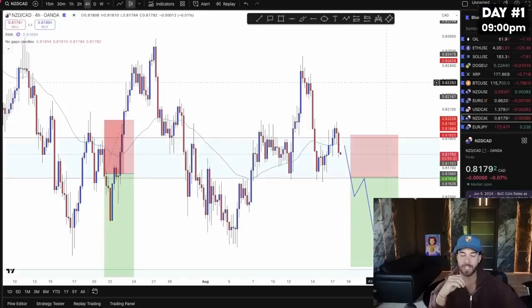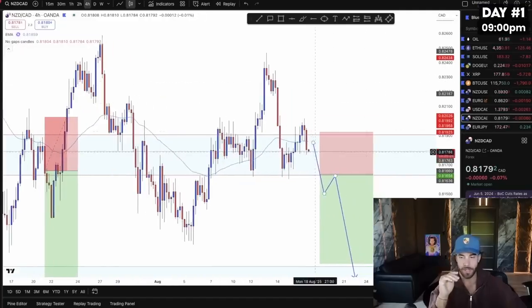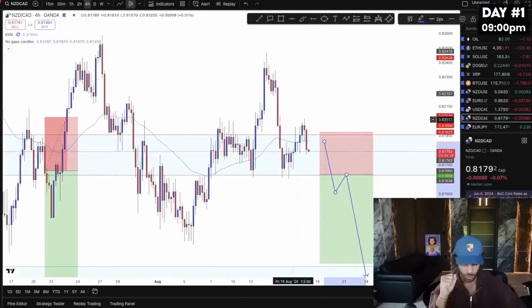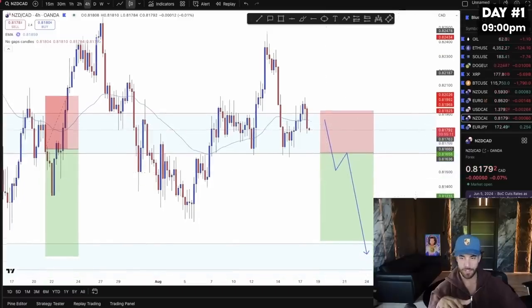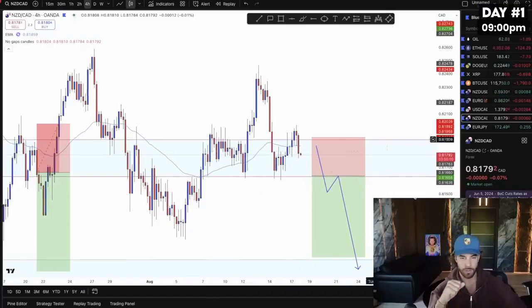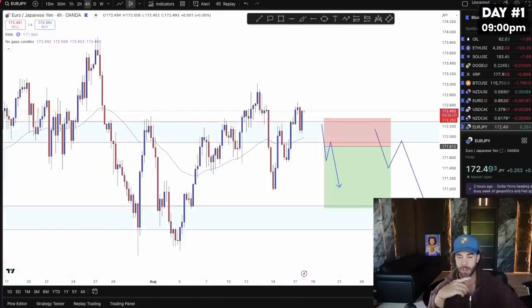And NZD CAD is probably one of my favorite by far. And as of right now, we are creating the perfect left head, right shoulder. And I'm seeing that this is the potential perfect area for it to have the break of the neckline of the head and shoulders to then have the retest and sell. So I'm not going to do anything until we have that break and retest confirmation in order for us to sell off this neckline of the head and shoulders. And Euro JPY, not that interested right now. So keep you guys updated, and we'll come back in a couple of hours.